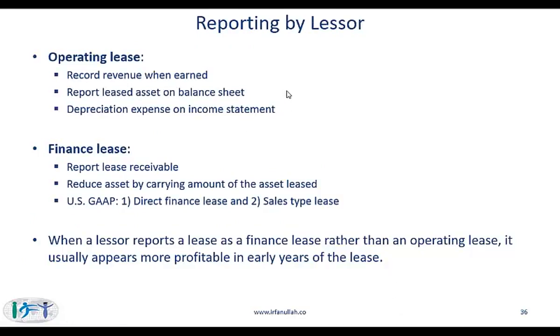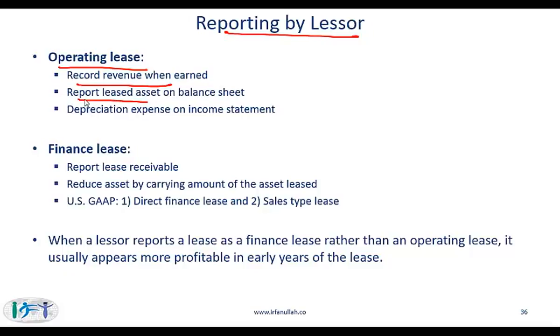So far we've taken the lessee perspective. Now we look at the reporting by the lessor. In an operating lease, the lessor will record the revenue when earned. So what is the lessor getting? He's getting the lease payments that represent his revenue.